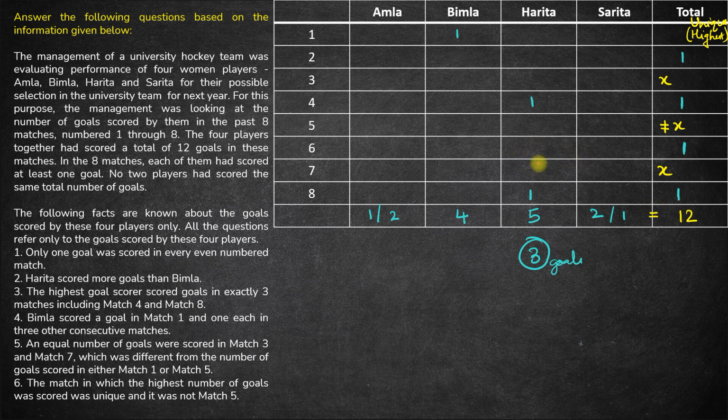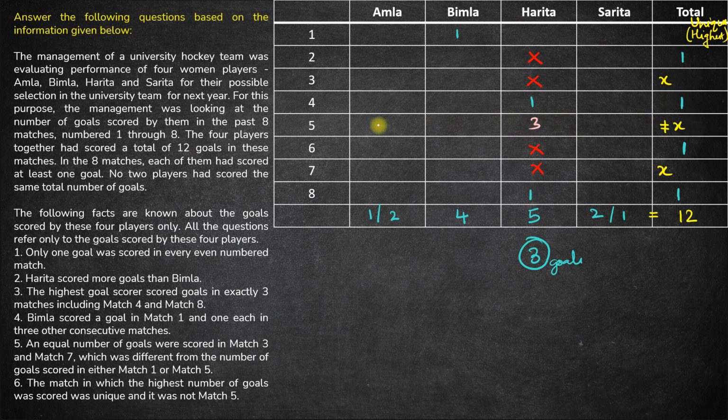If x cannot be 3, that means Harita does not score 3 goals in this match, obviously. Again, x is not 3. Harita cannot score 3 goals in this match either. Can this be equal to 3? Let's see if this value can be 3.